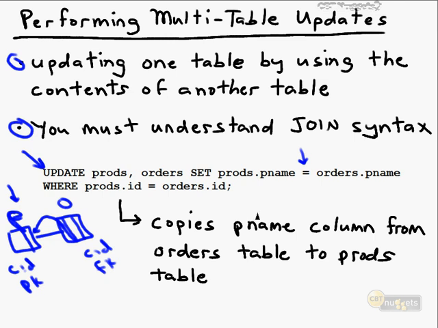column over on products. This is a multi-table update where, and this is where the join syntax comes in, the product ID column over here matches the orders ID column, which is the related table, the related column with the same data type. This provides the row level matching that formally defines what's called an inner join. All right, I hope that explanation worked. The take-home message here is that this statement will copy the pname column data from the orders table to the prods table. That's the deal.